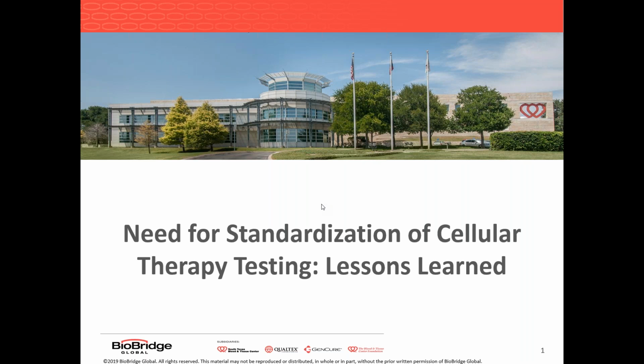We've been testing for several decades now for donor screening. We're now doing testing for cellular therapy, so it's about what we've learned through time, especially in donor screening, and how it relates to cellular therapy.